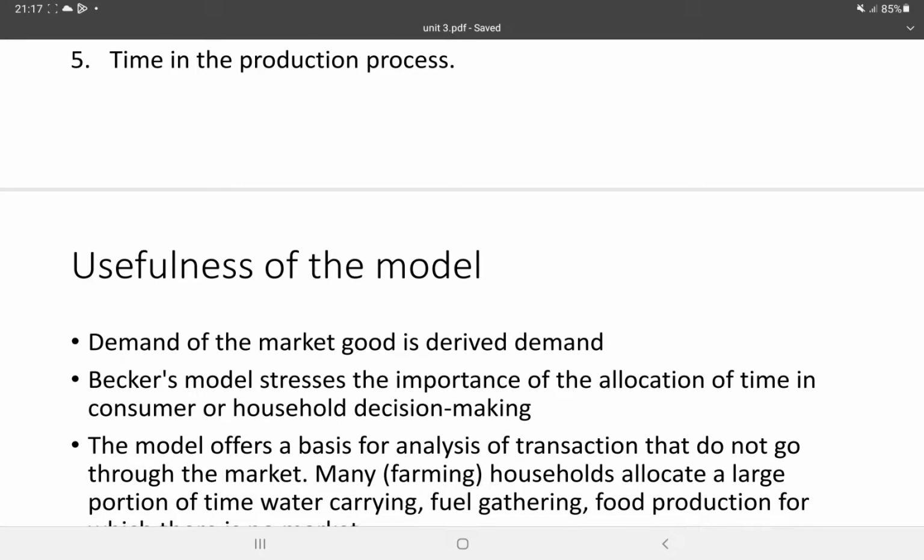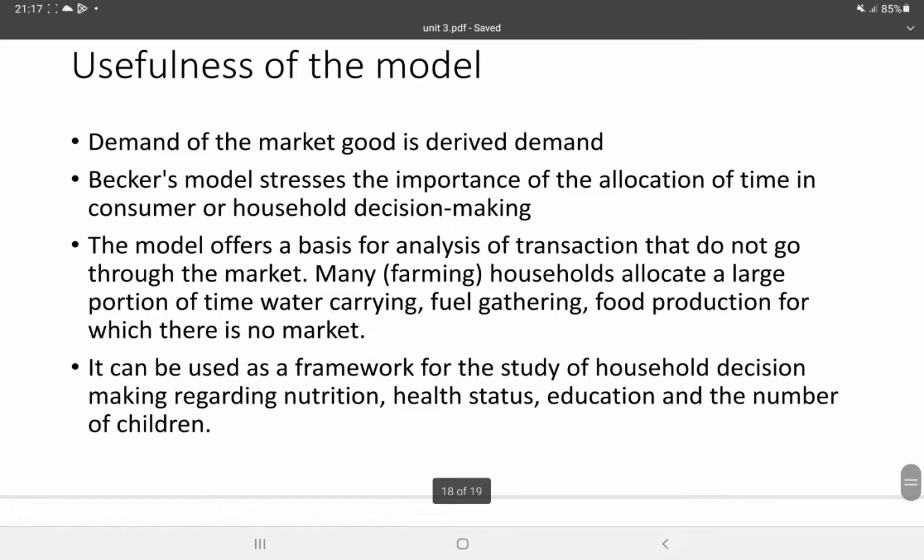Now, is Becker's model useful? The demand of the market good is derived demand. Number one, Becker's model stresses a very important point on the allocation of time in consumer or household decision making. Time allocation, very important. Now, the model offers a basis for analysis of transactions that do not go through the market. It gives us the basis upon which we need to base our analysis of the transactions that do not go through the market, because many households allocate a large portion of time to water carrying, fuel gathering, and food production, for which there is even no market.